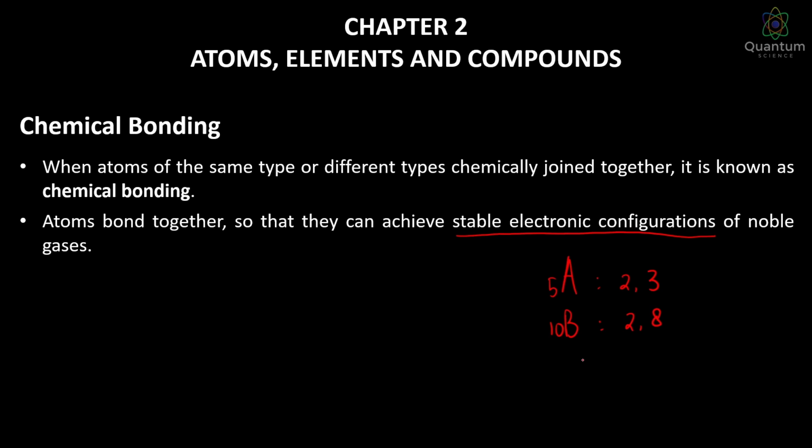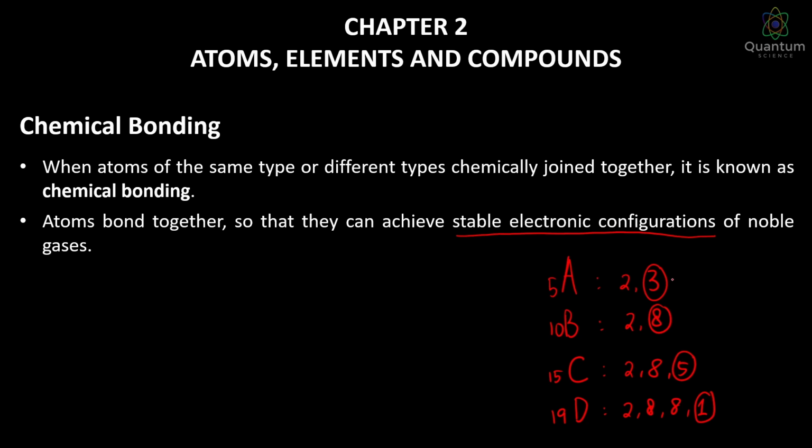Next, the atomic number of C is 15. So the electronic configuration is 2, 8, 5. And finally, the atomic number of D is, let's say, 19. So the electronic configuration is 2, 8, 8, 1, right? So this is what we call valence electron. If you still remember, what is a valence electron again? A valence electron is the electron in the outermost shell, right?